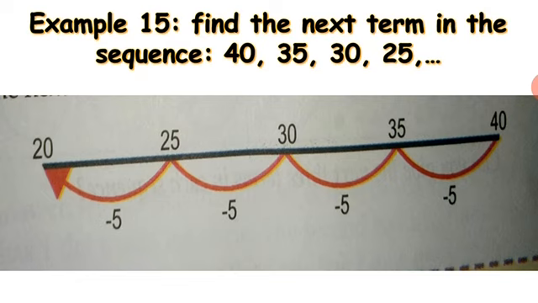Next is find the next term in the sequence 40, 35, 30, 25. So as you can see, it is decreasing by 5. So start at 40. Decrease by 5: 35, 30, 25, and 20. So the next term after 25 is 20.